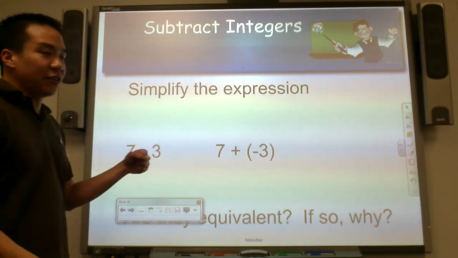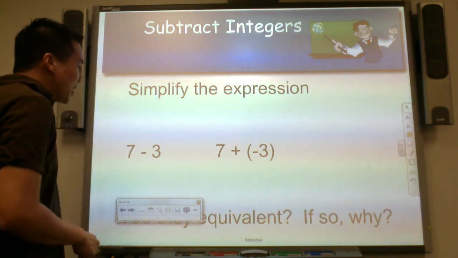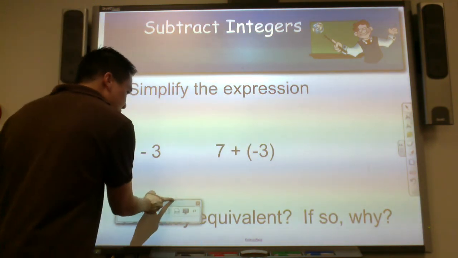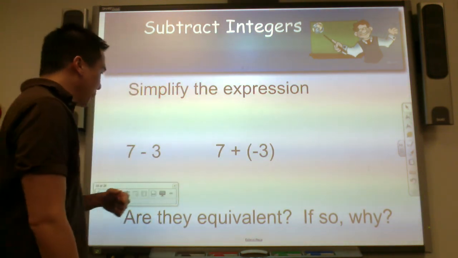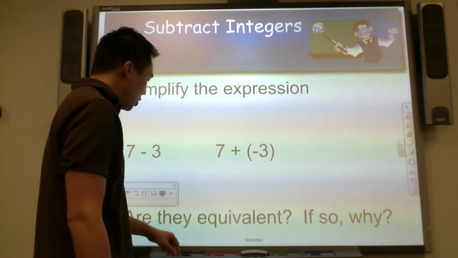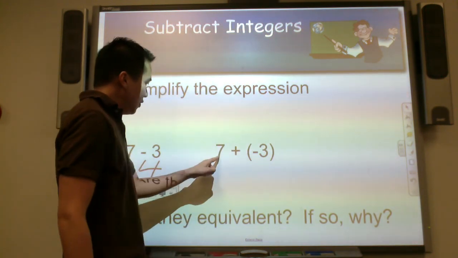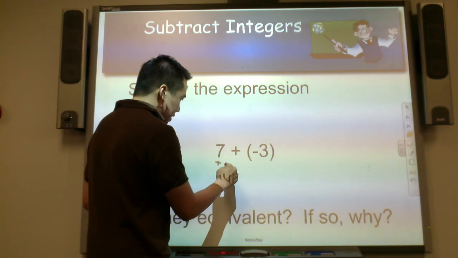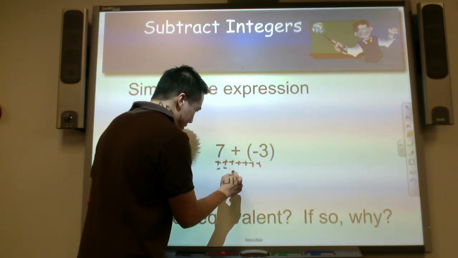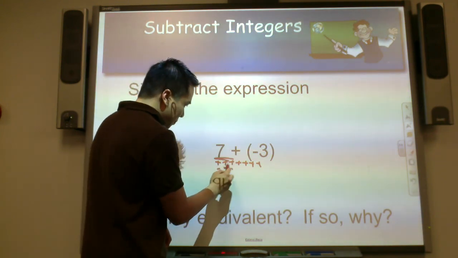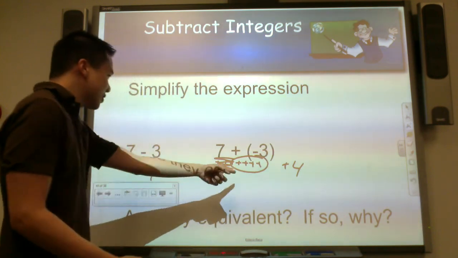So let's delve into our topic of subtracting integers. Is 7 minus 3 equivalent to 7 plus negative 3? Is it the same problem you're doing? If you have 7, you take away 3, you get 4. If you have 7 positives and you have 3 negatives, these zero out. So what do you have left? Positive 4 also. Hey, it's the same answer.